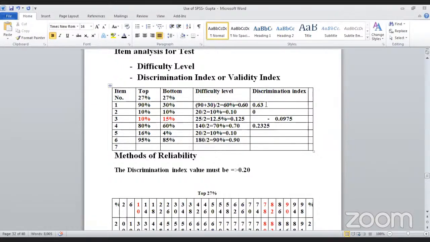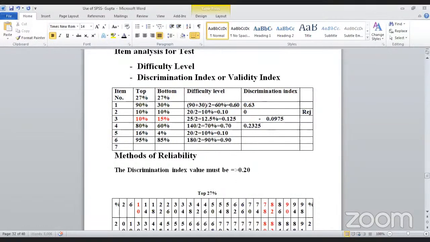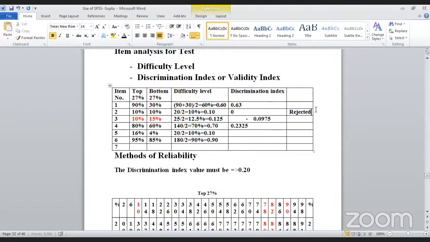Now this value is 0.63. So this 0.63 is more than 0.20, so it discriminates. Now the second one, it does not discriminate because the value is 0. So therefore it is rejected. So I will write here remark. It is rejected.